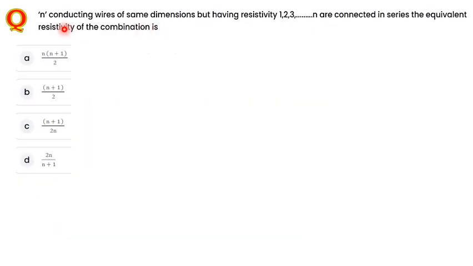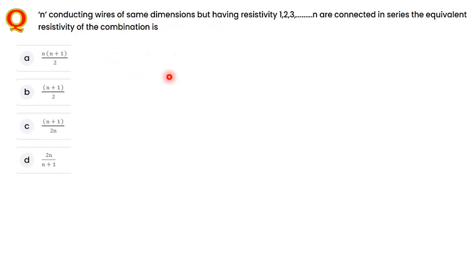Okay, the next question: n conducting wires of the same dimension but having different resistivity, with resistivities 1, 2, 3, 4, up to n, are connected in series. Then the equivalent resistance of the combination is.